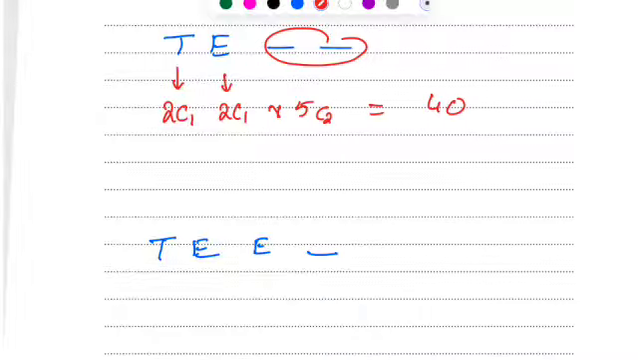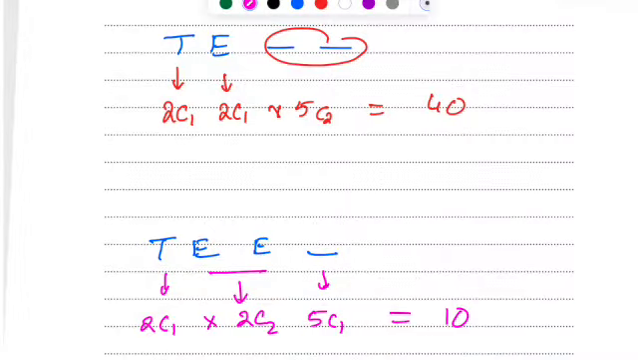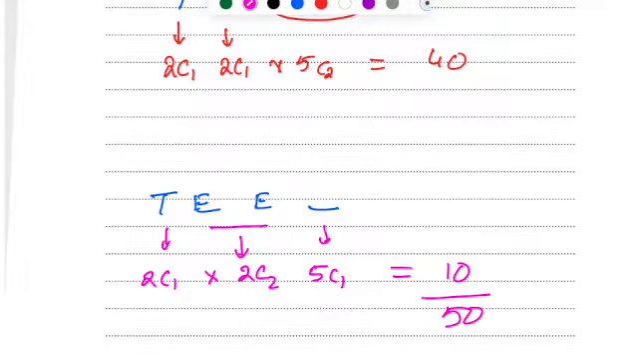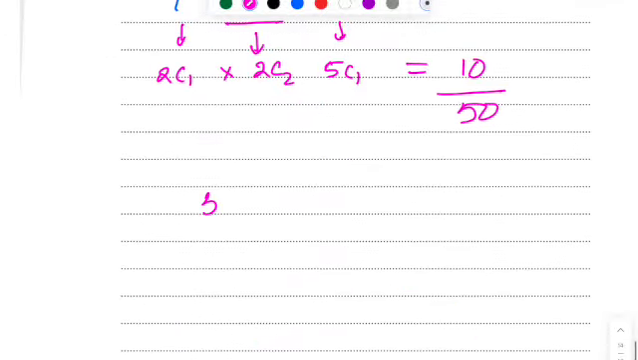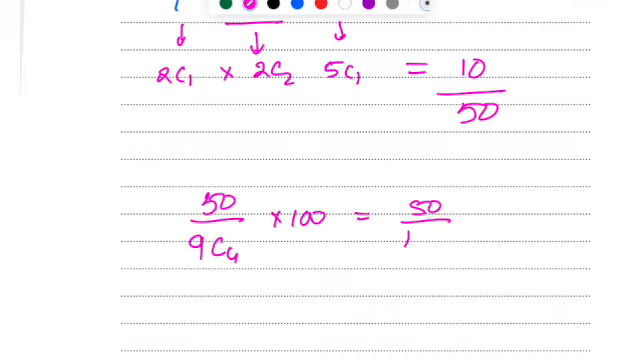So this is going to be 40. Then for this one, this T can be selected in 2C1. This E pair can be selected in 2C2, whereas this can be selected in 5C1. So this becomes 10. So total is going to be 50. But he's asking percentage. So 50 divided by the total, out of 9 selecting 4, times 100. Which is 50 upon 126 times 100, which is going to be 39.7%.